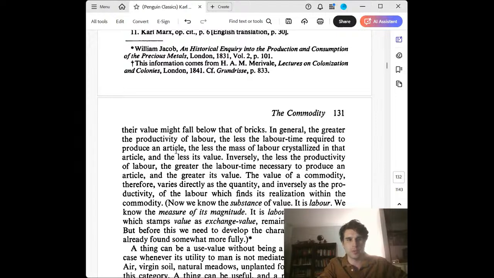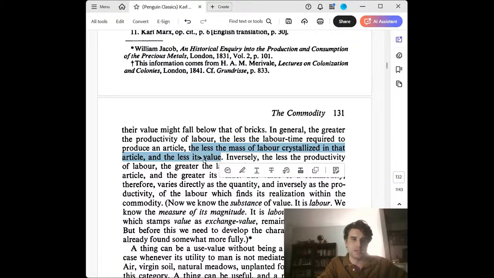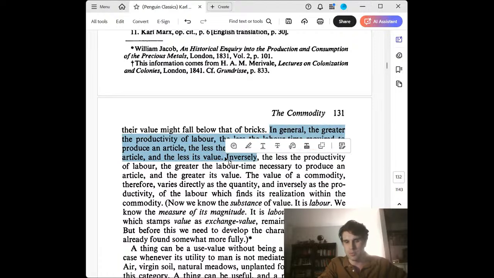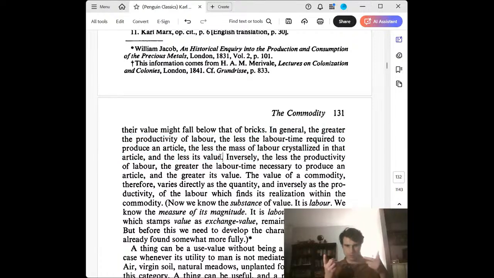In general, the greater the productivity of labor, the less the labor time required to produce that article, the less the mass of labor crystallized in that article, the less its value. Right? So if we're more productive, more commodities per hour, or needing less time to make commodities, they're cheaper.